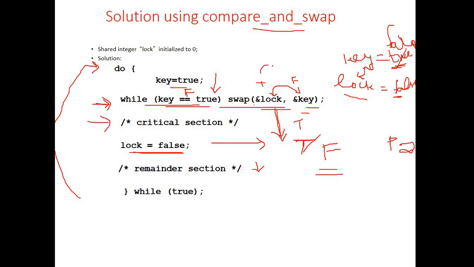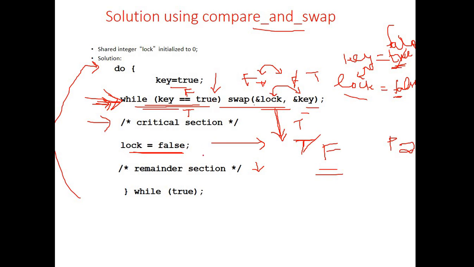What will the swap function do? It will interchange these two values. That means lock becomes false and key becomes true. So while key is equal to true, what happens? This condition is true, and the while loop repeats. This while loop will keep continuing until the key value is changed. So the process P2 does not get permission to enter into the critical section, because the while loop will not terminate for that process.